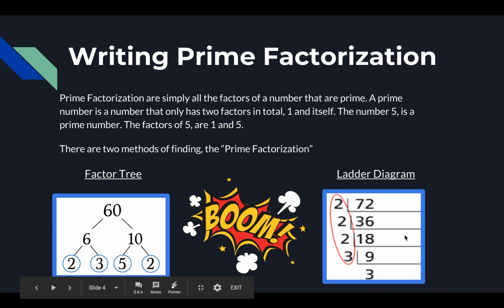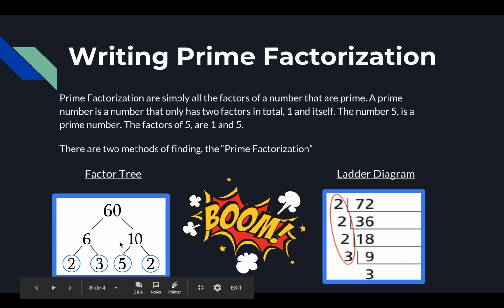Writing prime factorization. Okay. This is a skill that is displayed in this lesson. Prime factorization is simply all the factors of a number that are prime. A prime number is a number that only has two factors in total, 1 and itself. For example, the number 5 is a prime number. The factors of 5 are 1 and 5. Okay, so if you didn't understand that, then just look at these two methods of prime factorization.